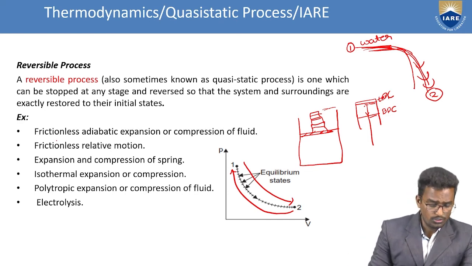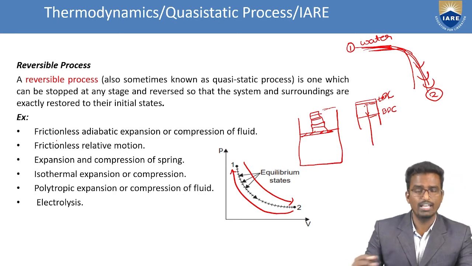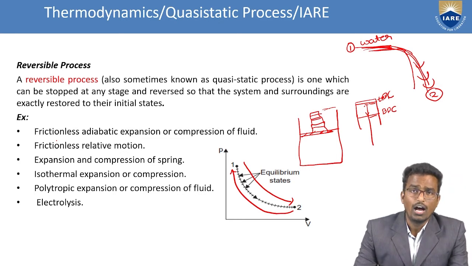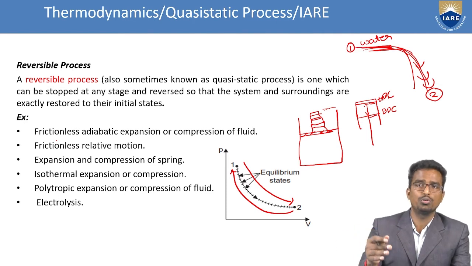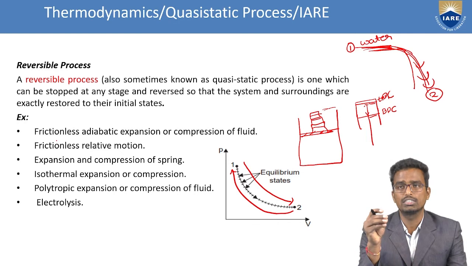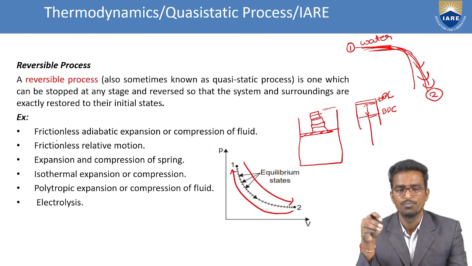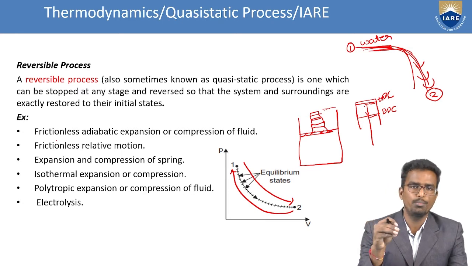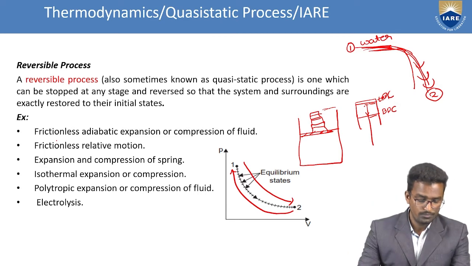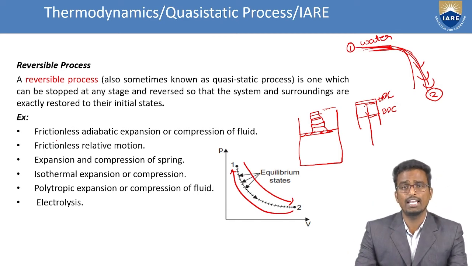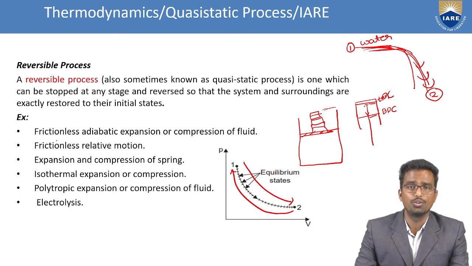Okay, if you go to the definition of a reversible process, a reversible process, also sometimes known as a quasi-static process, means a very slow process which can be stopped at any stage and reversed so that the system and surroundings are exactly restored to their initial states. That means if you stop at any middle point and get back from there, you can call it a reversible process. An example of this is frictionless adiabatic expansion or compression of fluids.